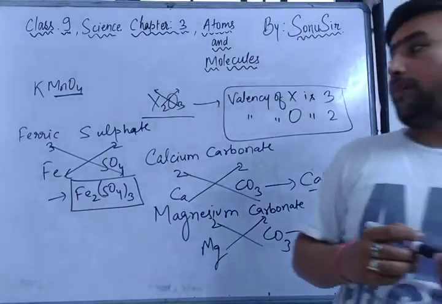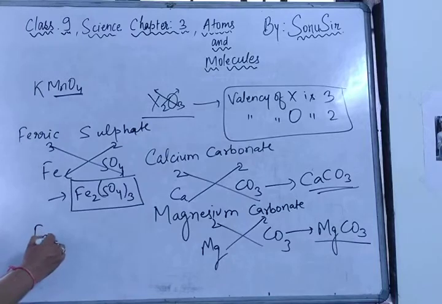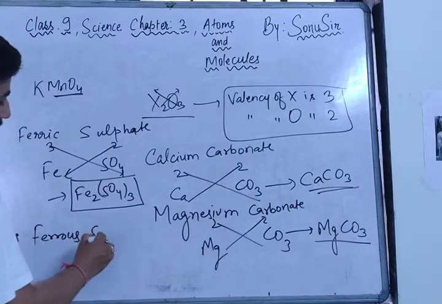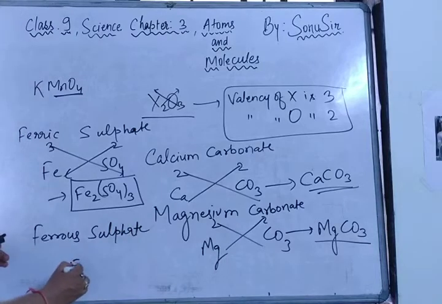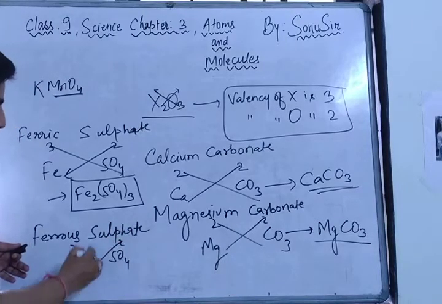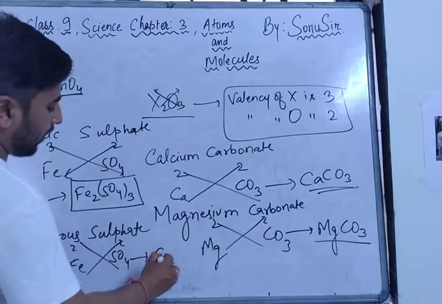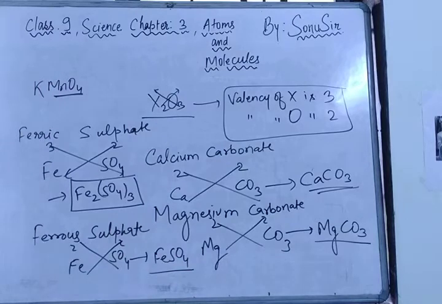If I talk about ferrous sulfate, this time both valencies will be 2. Ferrous sulfate. Here iron valency is also 2 and sulfate valency is also 2. So both 2 are equal, and directly it will be written as FeSO4, ferrous sulfate. In this way you can write all the compounds' names and their chemical formulas.